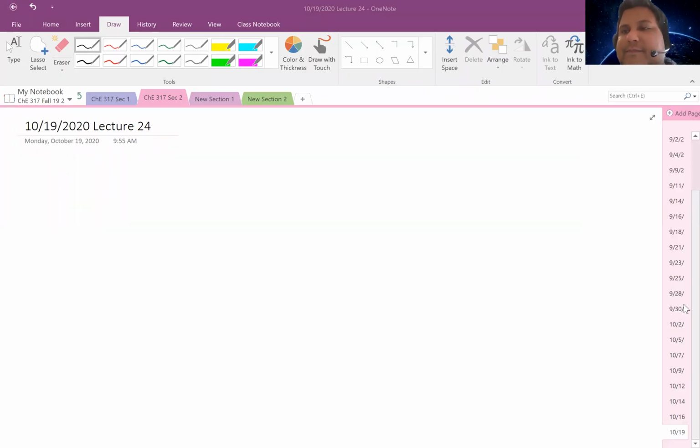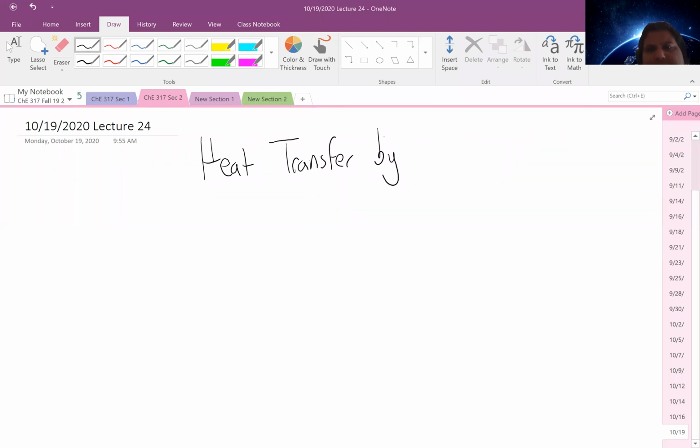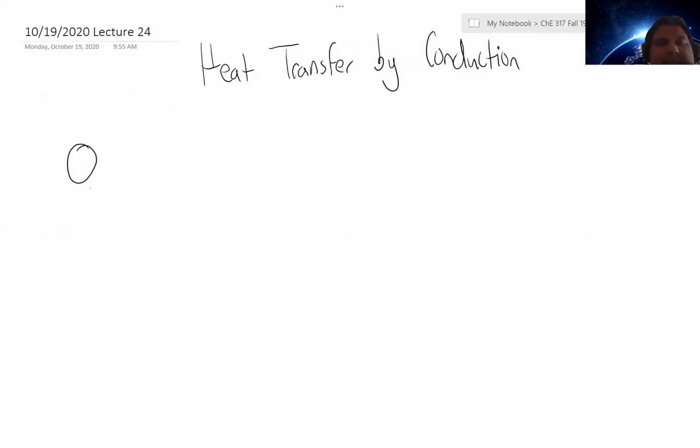So from last time, we've been talking about heat transfer by conduction. Where we state that in a given system, the conductive heat transfer can be governed by the thermal conductivity, the surface area, in terms of the temperature gradient over the thickness where conduction is occurring.